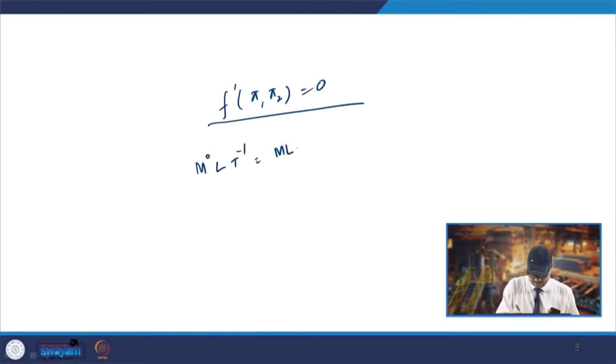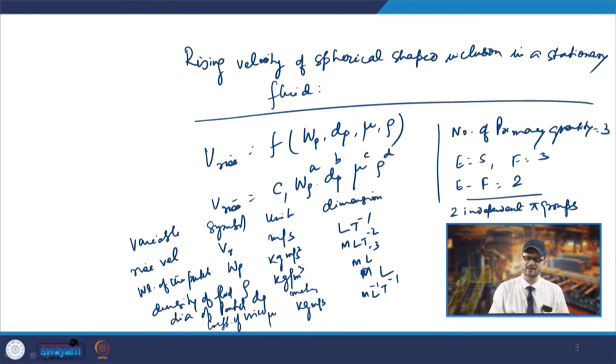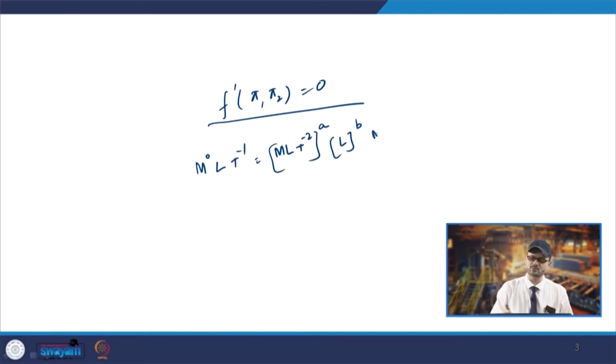So, you will have M L t minus 2 for a. Similarly, you will have L for b. Similarly, you will have M L minus 1 t minus 1 for mu, and we have taken rho raised to the power d. So, rho is your M L minus 3, in kg per meter cube. So, you will have M L minus 3 and M L minus 1 t minus 1, raised to c and d.